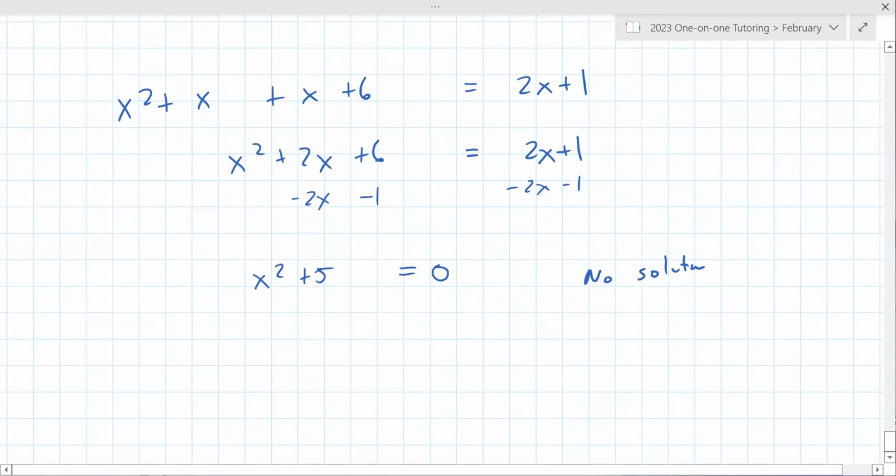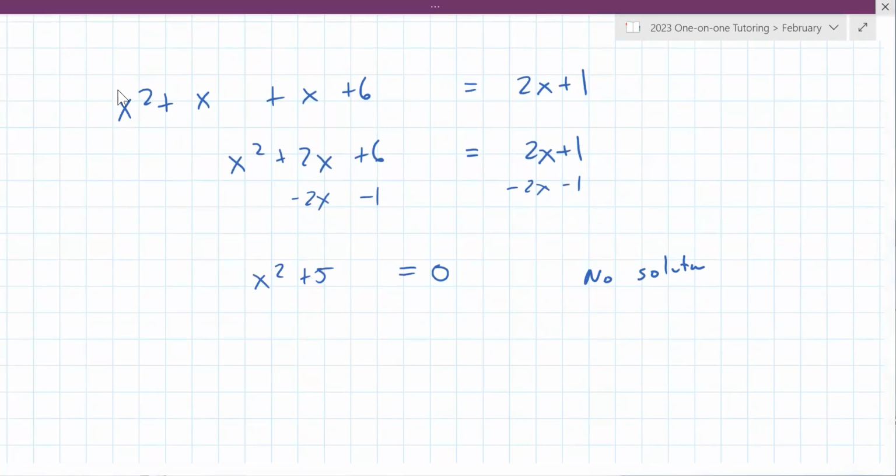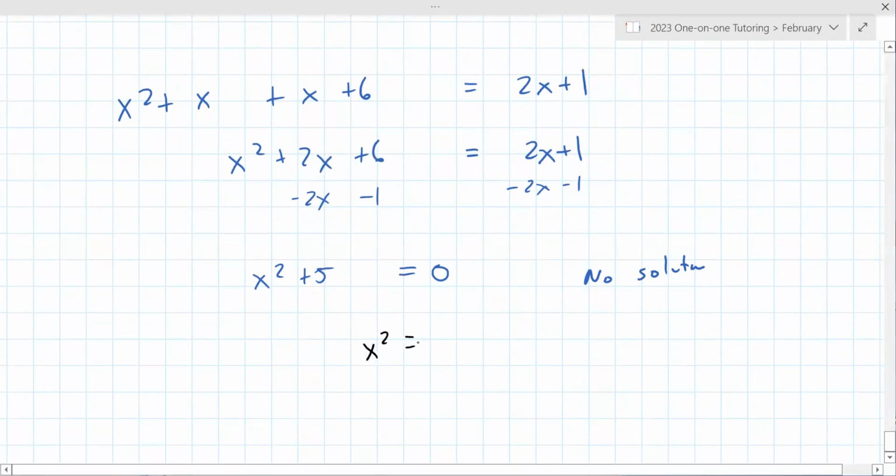And if you're like, well, why is that? I mean, it looks kind of okay. Well, when you subtract 5 from both sides, you're now taking the square root of a negative number. No real solution, we should say.